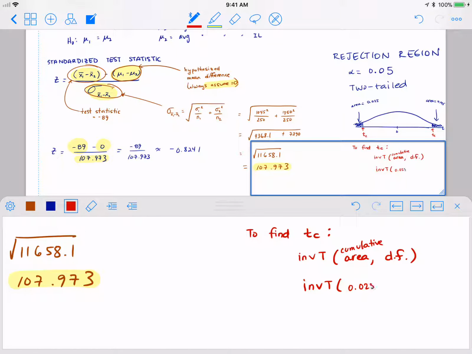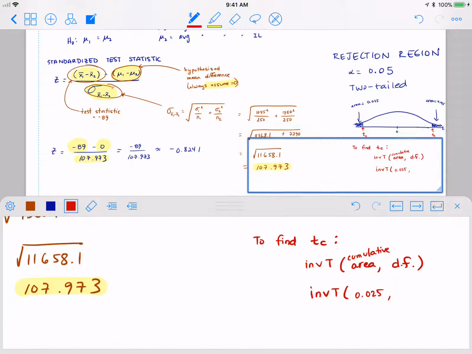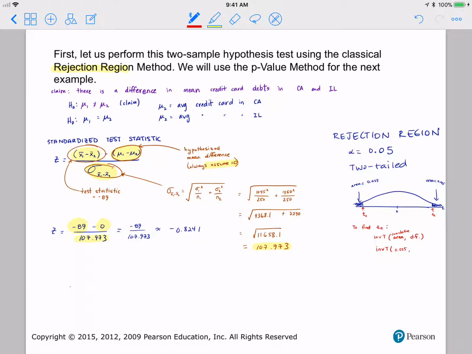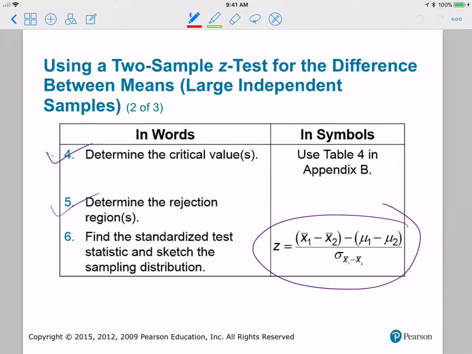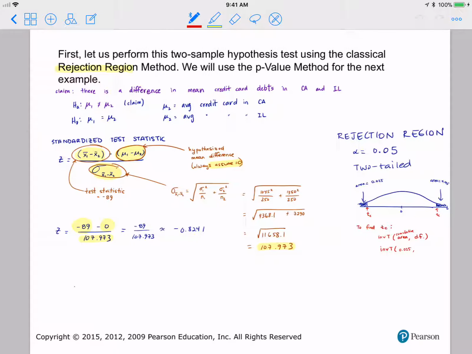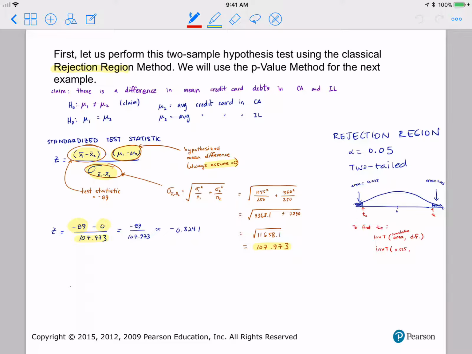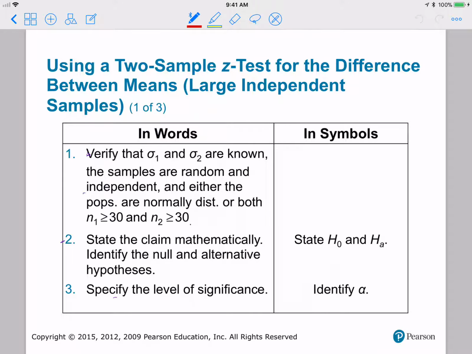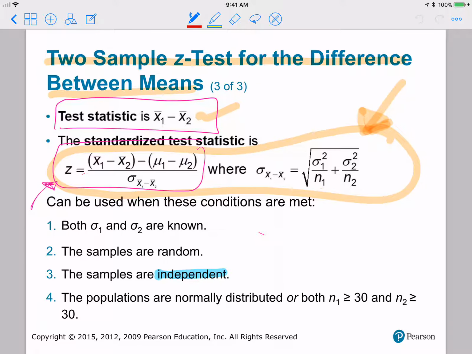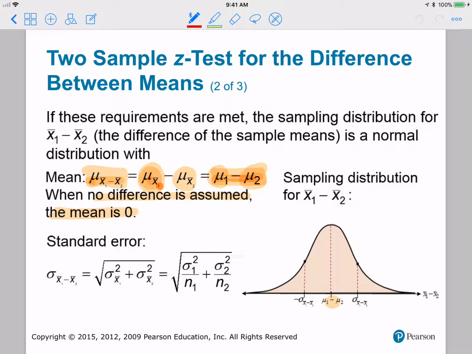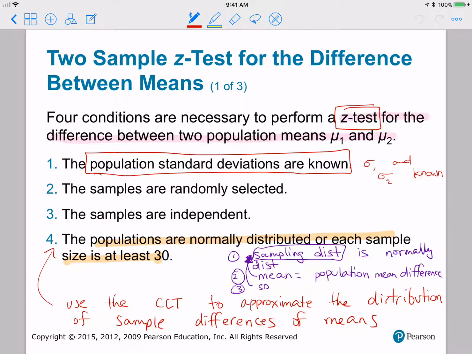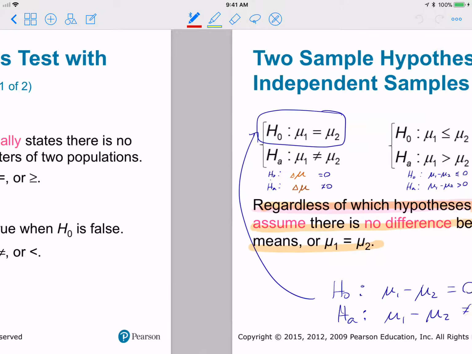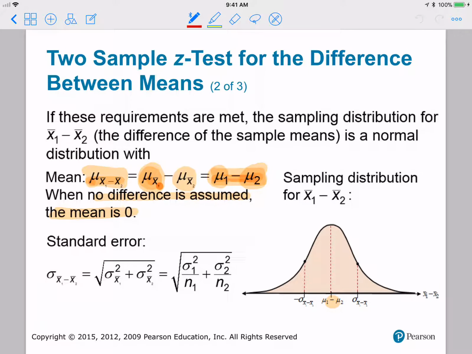And we need the degrees of freedom. So what are the degrees of freedom? How do we find the degrees of freedom? Well, usually the degrees of freedom is n minus 1. But we've got two values for n. So let's see here. Looking here, I think we should have a formula for the degrees of freedom. What am I missing?